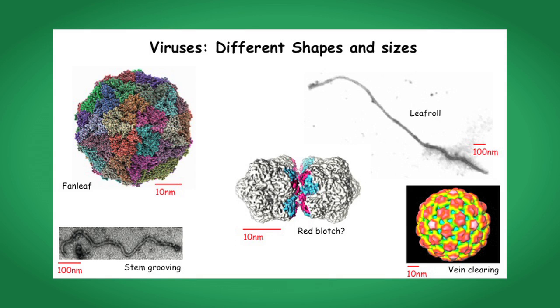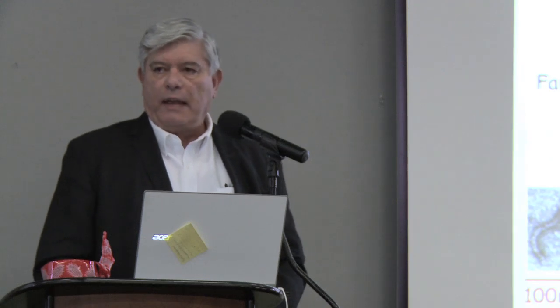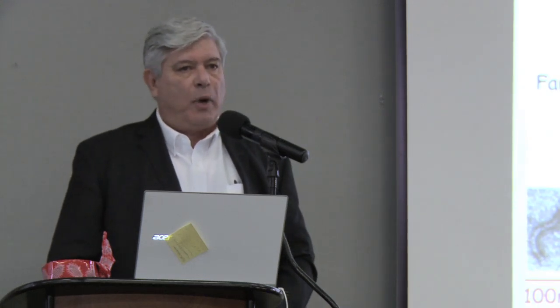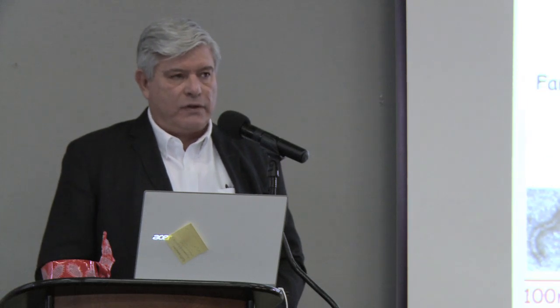So viruses come in different shapes and sizes. This icosahedral shape here to the left depicts grapevine fanleaf virus. The one to the right, which is a very filamentous shape, depicts leafroll. That's a particle of leafroll virus. And in the middle here is a hypothetical representation of what red blotch should look like. I say hypothetical because nobody has seen red blotch particles in an electron microscope.